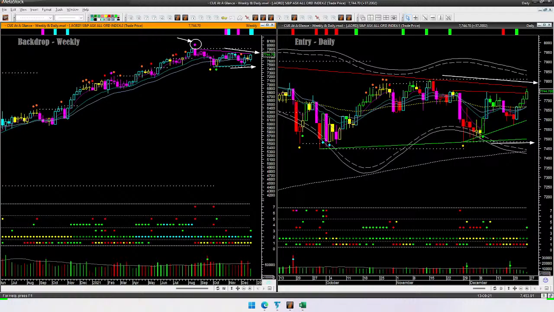Where is it in the range? Is it at the upper end or the lower end? It is at the upper end. Do we have a bearish or neutral color candle? No, we don't. We have a green bullish color candle on Friday.